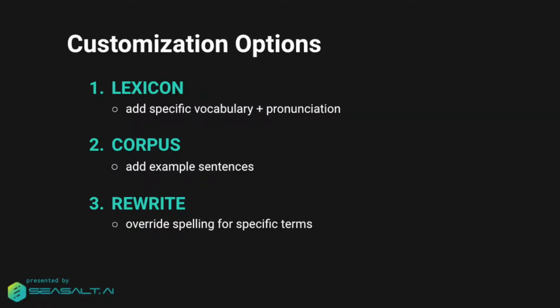The SeaVoice panel allows three options for customizing the STT model. Lexicon allows us to add words specific to our usage as well as pronunciation cues, so the model knows what the unfamiliar words sound like. Corpus allows us to add example sentences that may be common in our use case. Rewrite allows us to specify the spelling of certain words by providing the spoken form.